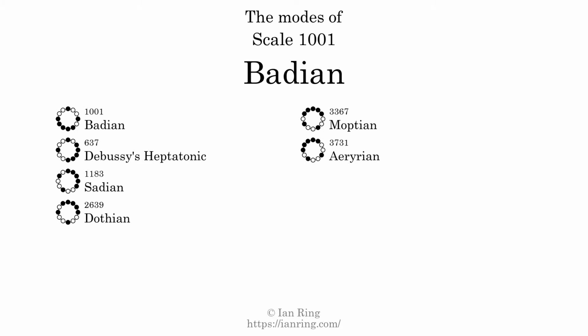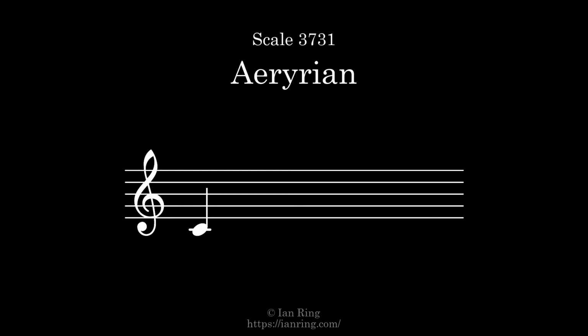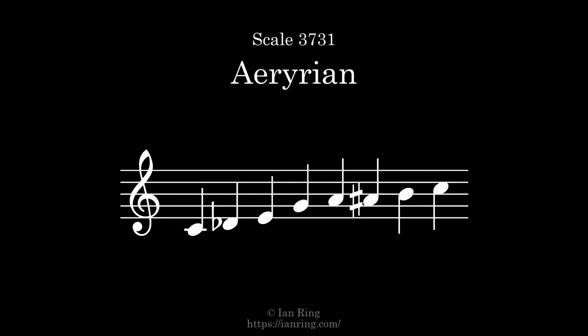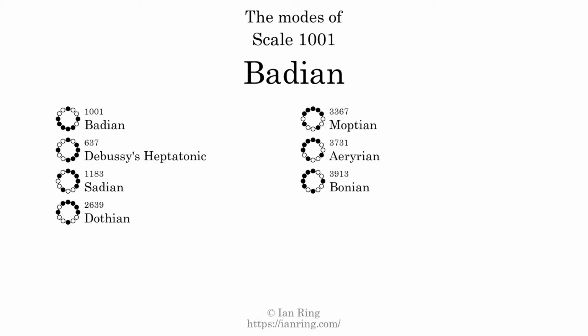The sixth mode is scale 3731, also known as Arian. It sounds like this. The seventh and last mode is scale 3913, also known as Bonian. It sounds like this.